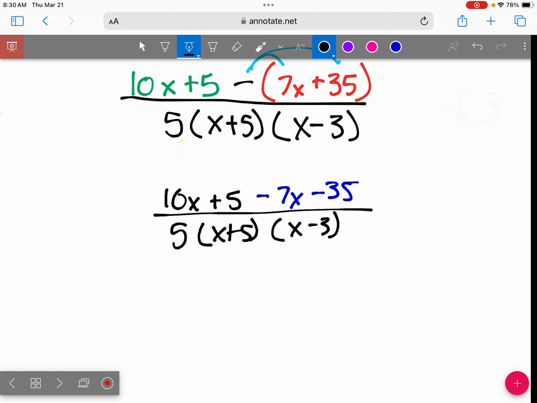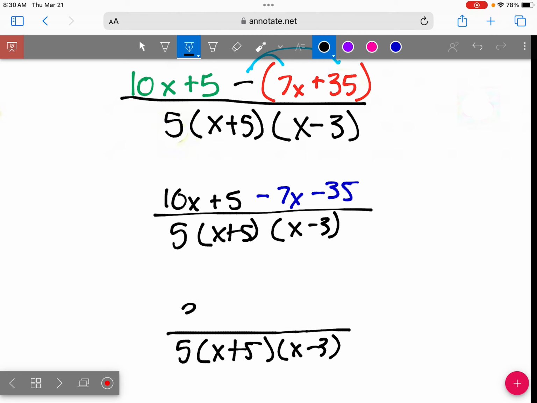And we're almost to the end of this one because we're going to simplify this. Getting our 5, x plus 5, x minus 3 on the bottom. That denominator's not changing. And we have our 10x minus 7x gives me 3x. And 5 minus 35 gives me minus 30.